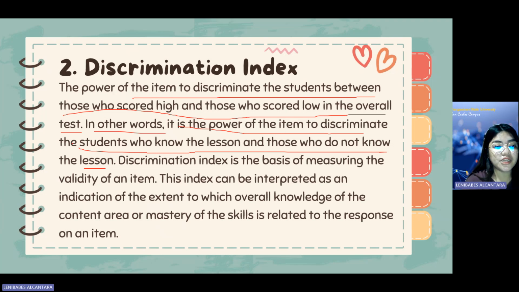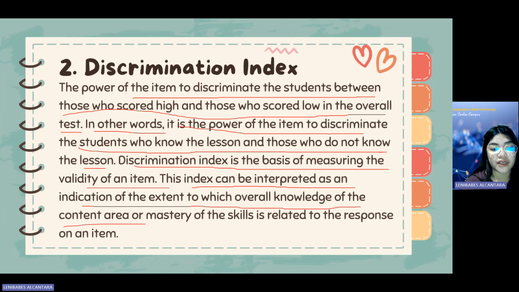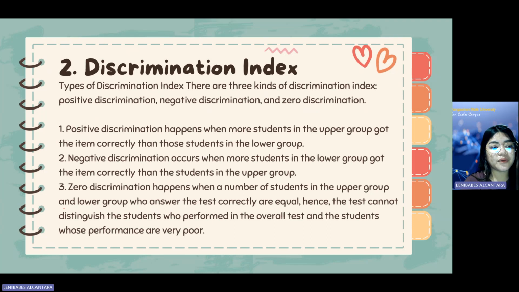Okay? Discrimination index is the basis of measuring the validity of an item. This index can be interpreted as an indication of the extent to which overall knowledge of the content area or the mastery of the skills is related to the response on an item. Now, we have here three types of discrimination index. Tandaan nyo to ha. So, meron tayong tatlo. Una, positive discrimination. Pangalawa, negative discrimination. At ang pangatlo ay zero discrimination.